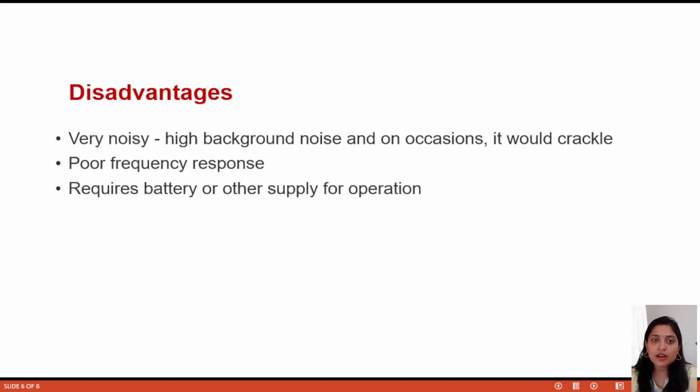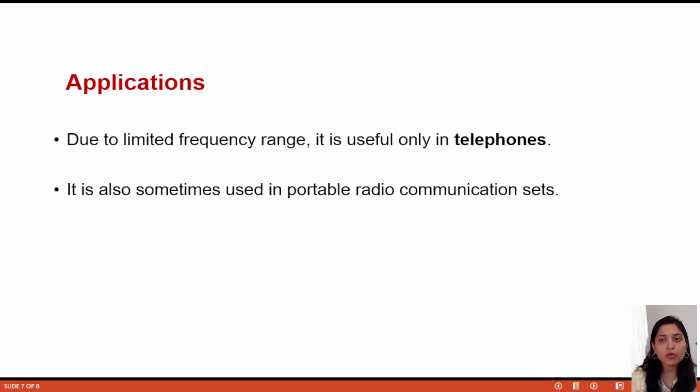Next are the disadvantages. It is very noisy because of high background noise, and on occasion it will crackle. It has poor frequency response and requires continuous battery backup, so the battery is very important. These are the disadvantages. Now, what are the application areas? Due to the limited frequency range, it is useful only for telephone parts, and it is also sometimes used in portable radio communication sets.